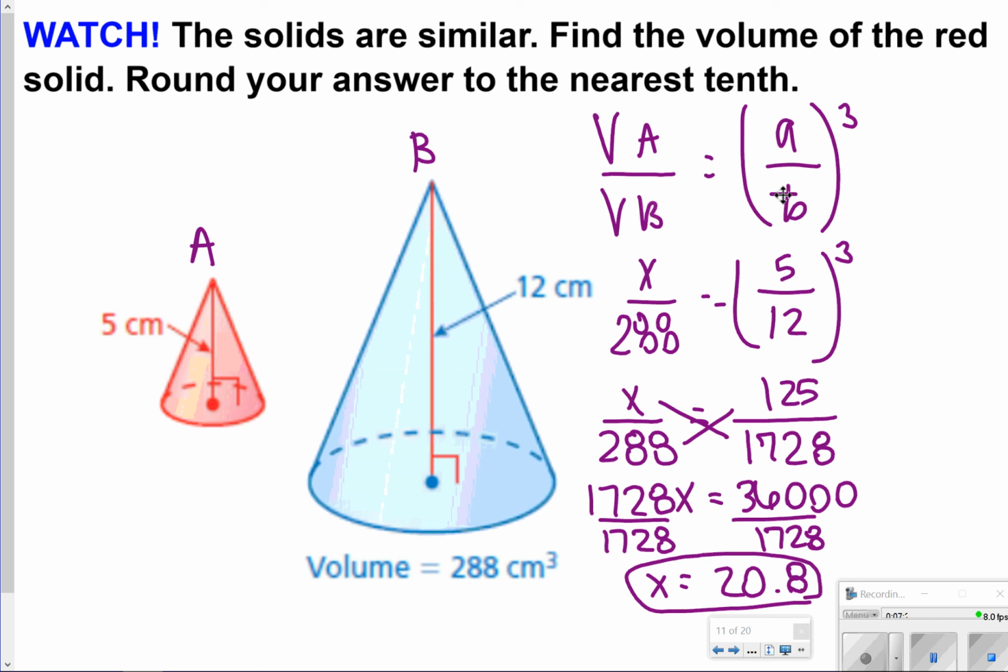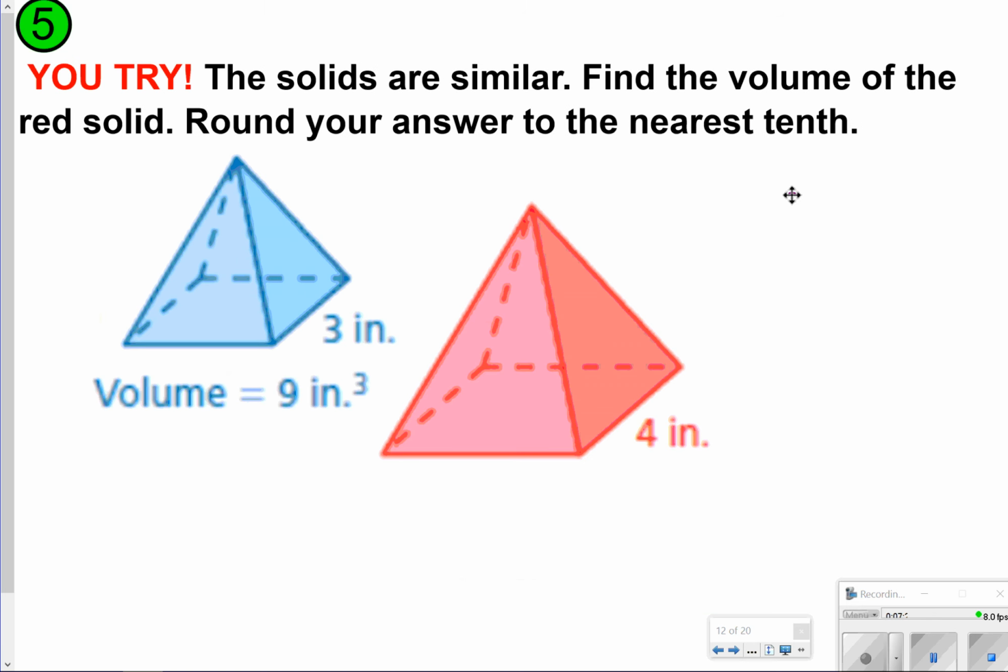Okay, so setting it up the same way, but instead of squaring, just cubing. Let's go ahead and get you to try number 5 on your own. So we're going to go ahead and pause the video here, try it, and then once you're done, click play to check your work.